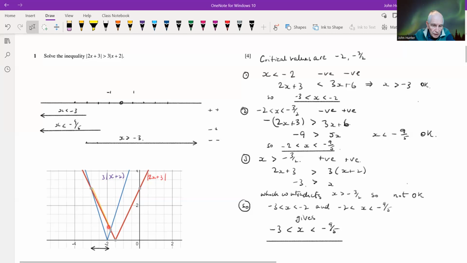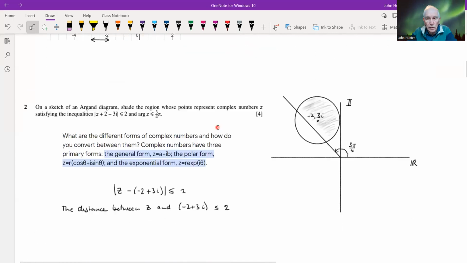We can see it's that section there, and you can probably see that it goes between -9/5 there, just a bit less than -2, and -3 there. So that interval there. So that illustrates it. Right, okay, so that is that one. Let's go on to the next question.